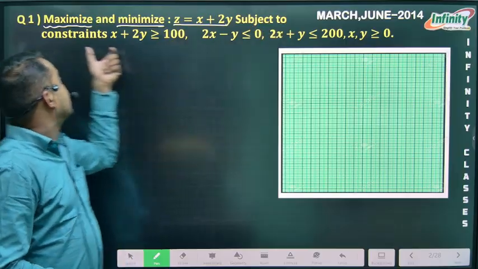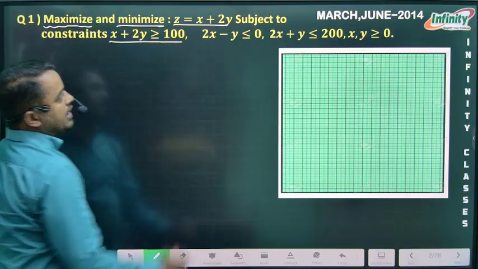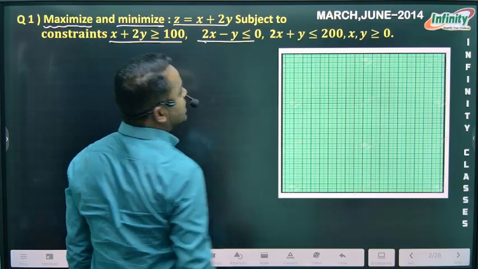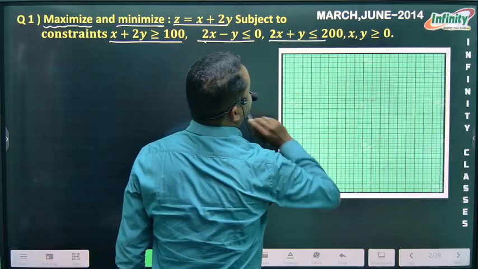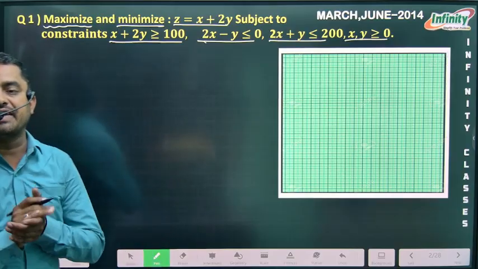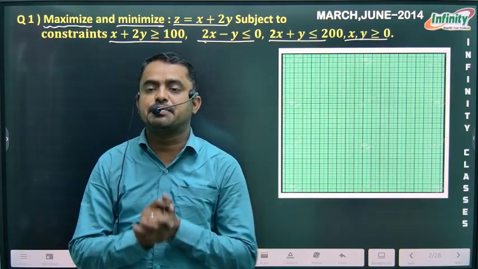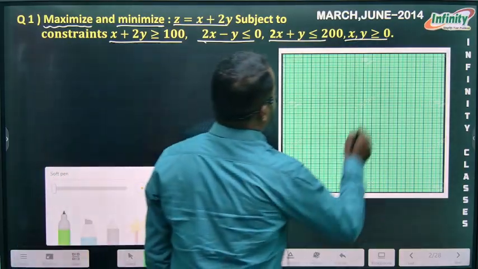Subject to the constraints, that is x plus 2y greater than or equal to 100, and 2x minus y less than or equal to 0, 2x plus y less than or equal to 200, x comma y greater than or equal to 0. So by graphical method, they ask questions in this way.